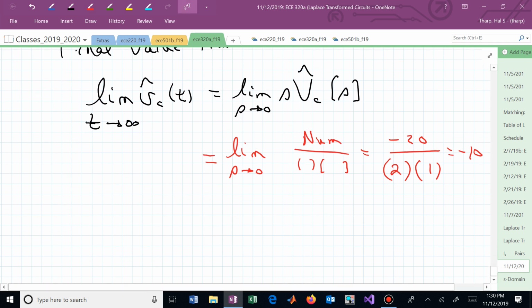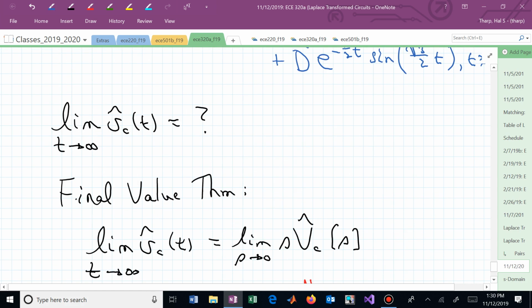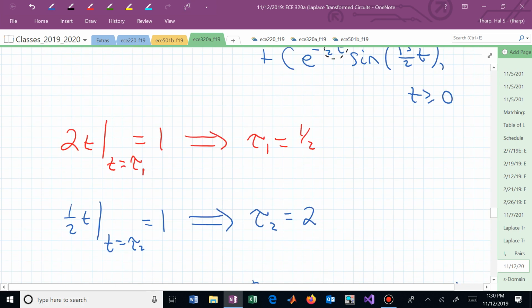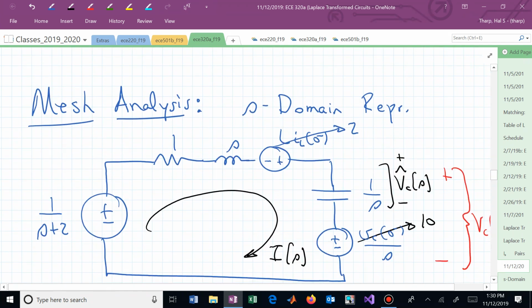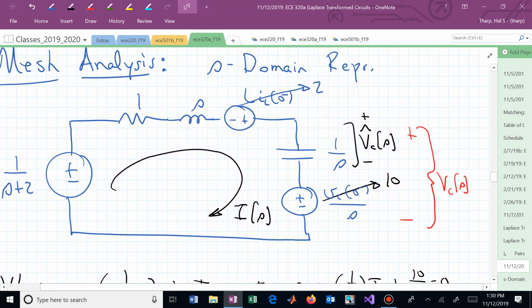But what is V sub c of s? That was V c hat of s plus 10 over s due to the initial condition.